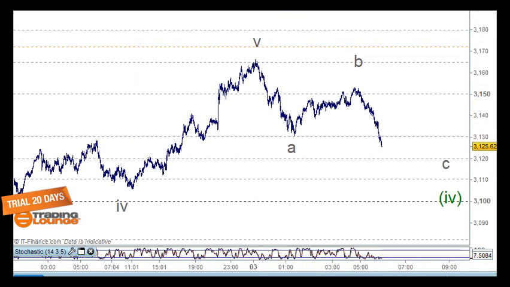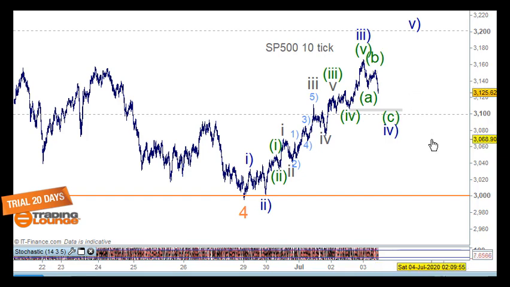Might just have to go to, this is 100 ticks. I'll just go to 10 ticks. There'll be a slightly different count. It'll be the same label, same count, just different labeling here.